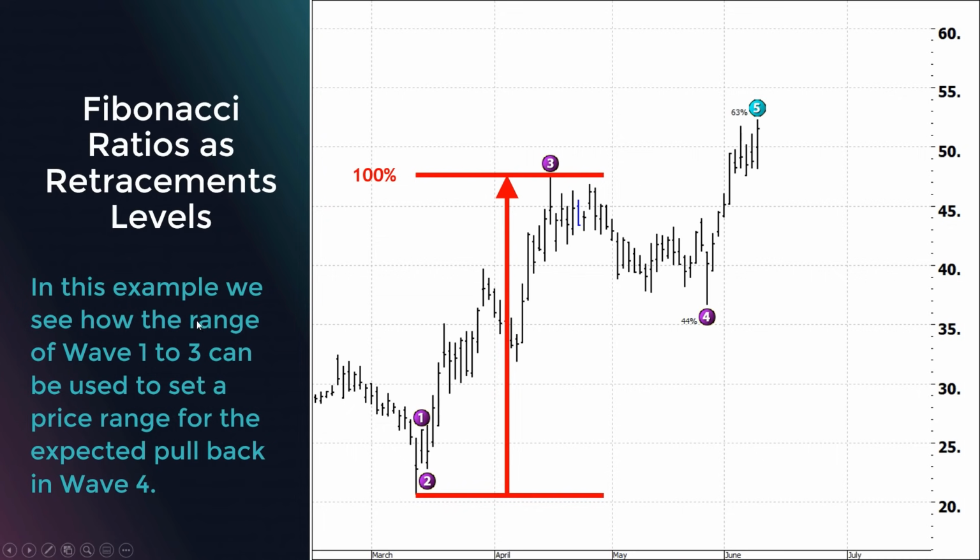In this example, we see how the range of 1 to 3 can be used to set a price range for the expected pullback in wave 4. So looking at the example here, you see from the beginning of 1 up to 3. So again, from 0 to 3. We'll talk about that a lot in the world of Fibonacci. The move from the beginning of the motive or impulse, depending on which it is, from 0 to 3. And then you look at those Fibonacci ratios for the potential wave 4 retracement.